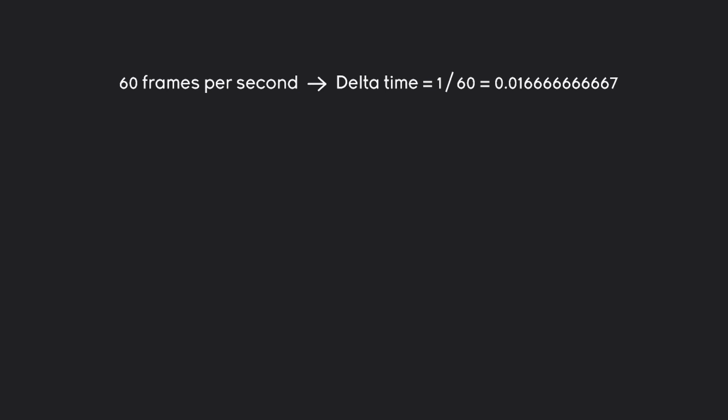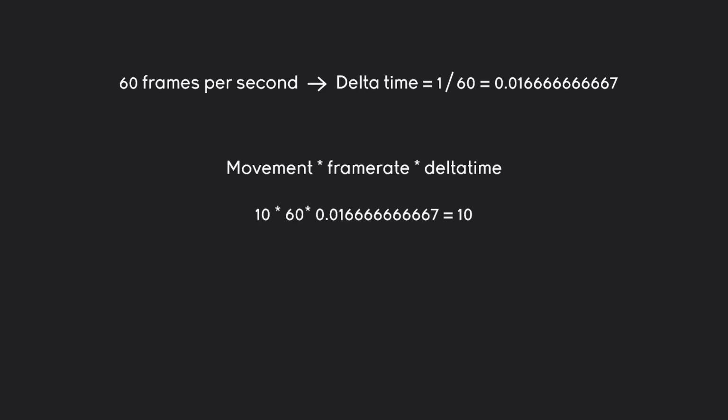0.01666 and so on. And this we're going to multiply with our movement and our frame rate. So if again we get our movement at 10 and our frame rate at 60, we get a movement of 10. And this by itself doesn't sound too impressive. But now let's do a second example, that we have 30 frames per second. Now for this one, our delta time is going to be 1 over 30 or 0.0333.